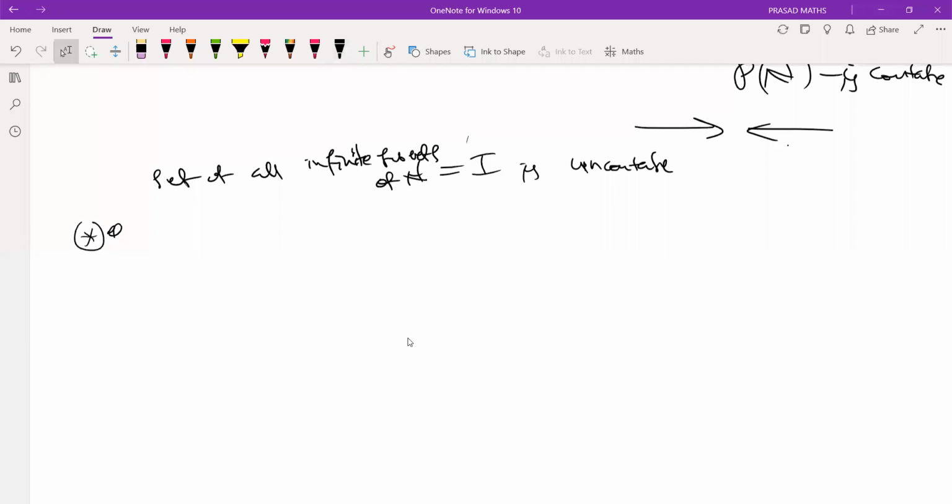Okay, let's see an example. Which of the following is true? This question came in CSI.